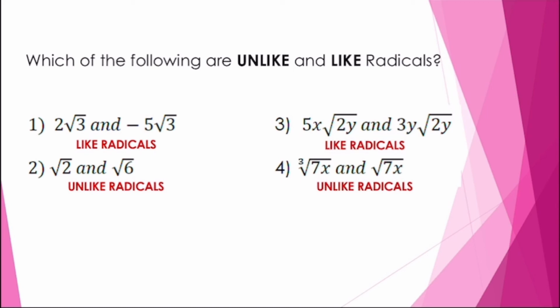So now you need to follow the rules and proceed to the instruction. Let's have an example. For number 1, we have 3 and square root of 2 minus 5 and square root of 2. Since they are like radicals, we can subtract the 2 terms.